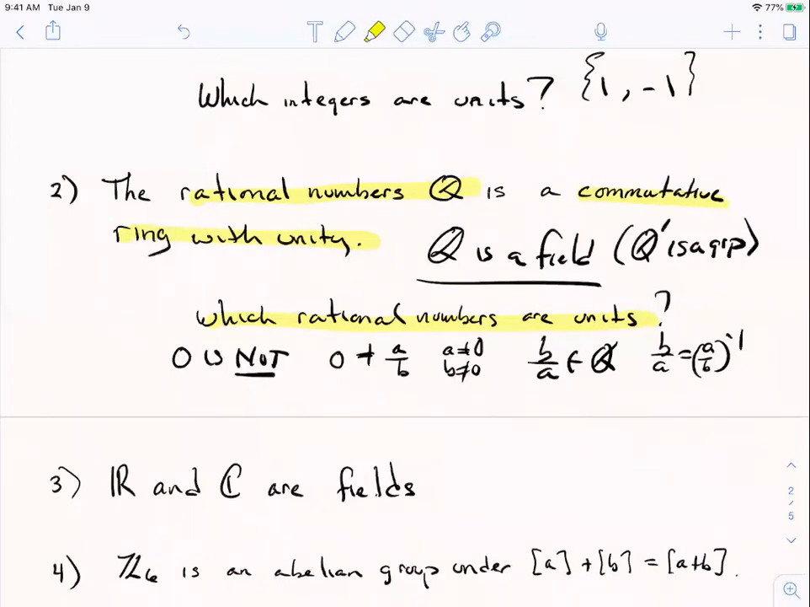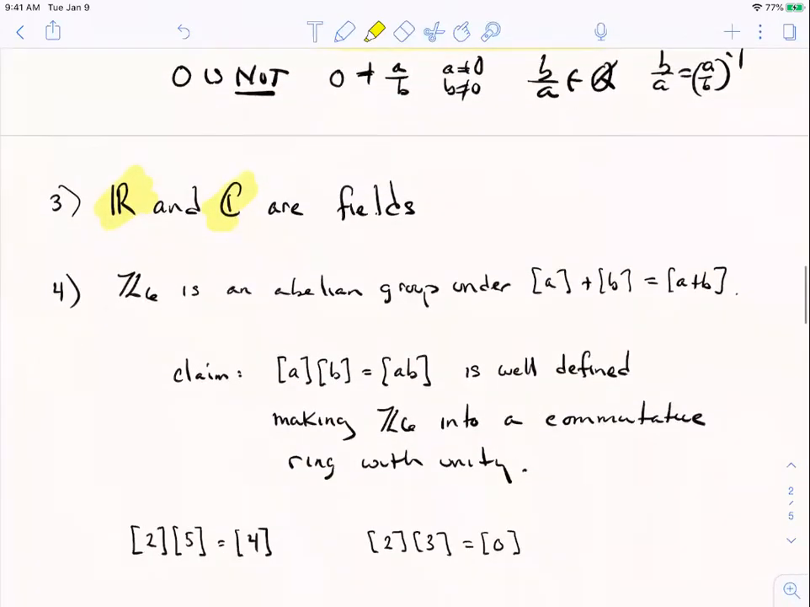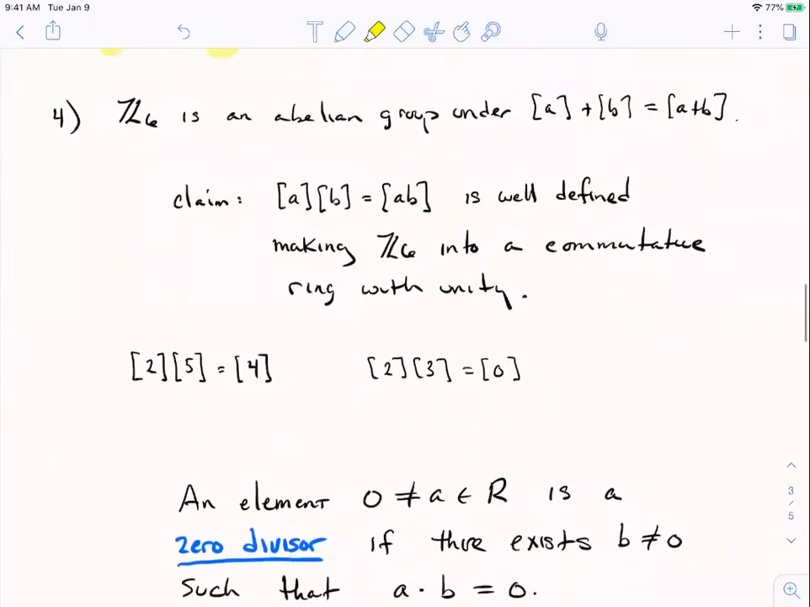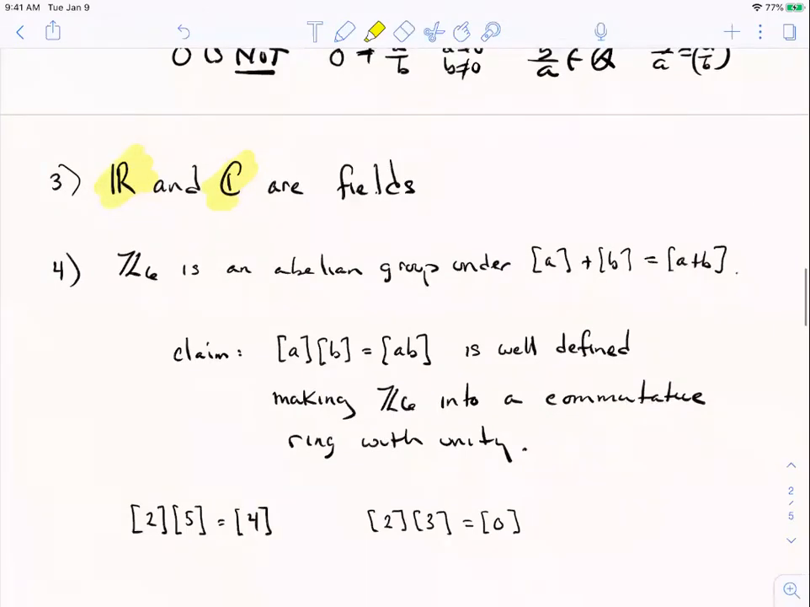So same thing, we won't make long work of it. We can talk about it in class, but the real numbers and the complex numbers, they're fields. They're commutative rings with unity, and every non-zero element of them has a multiplicative inverse. You can multiplicatively invert any non-zero real number, any non-zero complex number. Cool. The next example, I'm going to write some stuff without proof. I'm going to prove it in the next lecture, the one that corresponds to Tuesday.